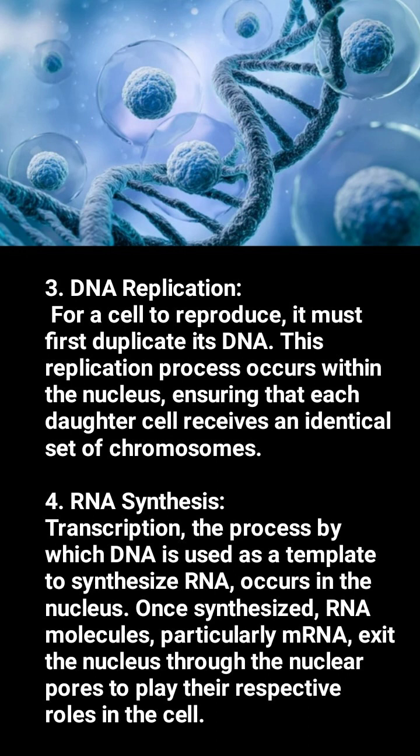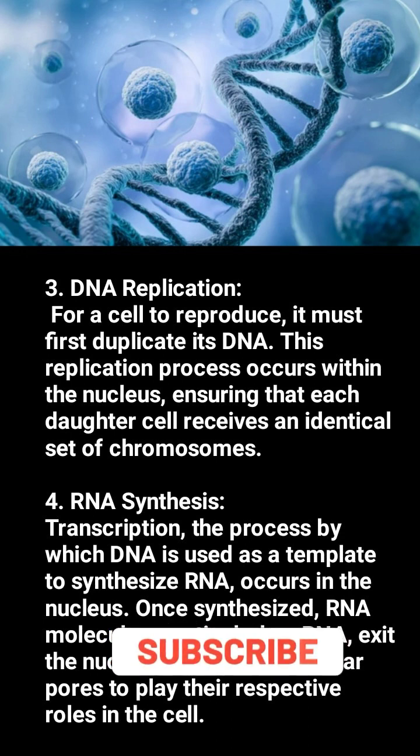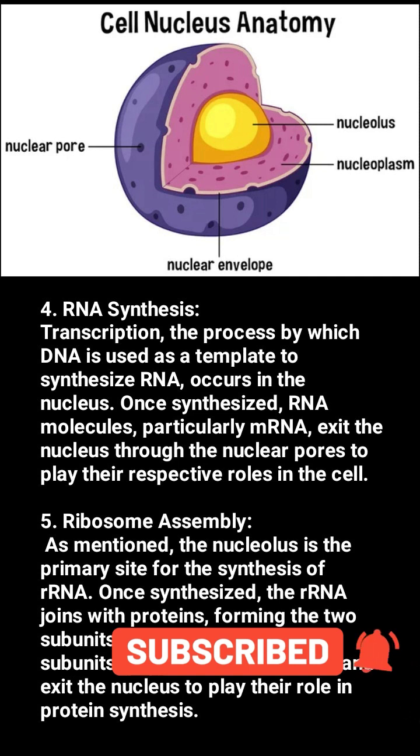3. DNA replication. For a cell to reproduce, it must first duplicate its DNA. This replication process occurs within the nucleus, ensuring that each daughter cell receives an identical set of chromosomes.